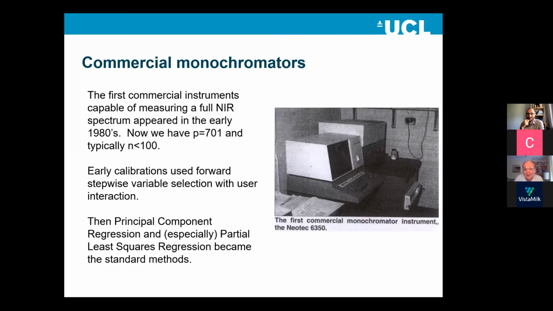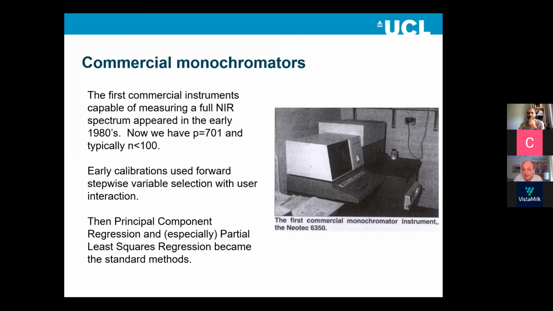So this is a photo of one of the first commercial monochromators that appeared, the Neotech 6350. And that used a diffraction grating to measure a whole spectrum. The actual monochromator is the box in the corner against the wall; the nearer box is the display of the computer. It's a cathode ray tube. We're that far back. And the computer was absolutely horrid.